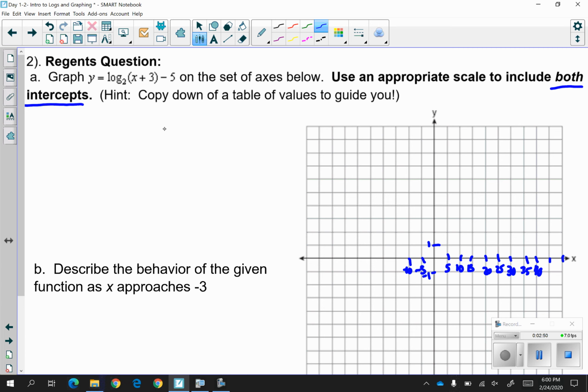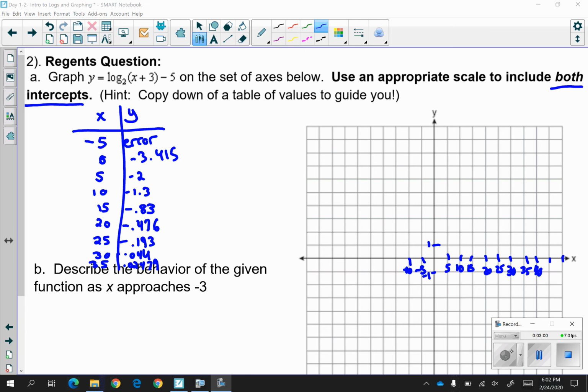Now, to get partial credit, just in case you mess up, I would always write down the table of values that you're going to plot. So once you have all your values, you're going to plot them. Keep in mind that at -5, it says error, because you know that your asymptote is at x equals -3, right? The whole graph was shifted to the left by 3. And you can actually see that in your graph.